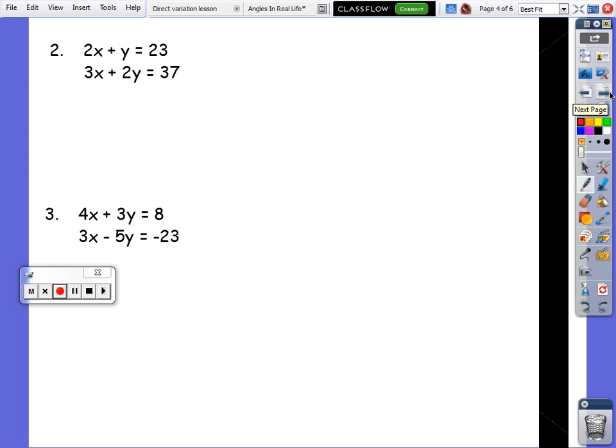So you look at number 2, you're thinking to yourself, okay, none of the coefficients are the same. What's the easiest variable to eliminate? Did you come up with this: if you multiply the top equation by negative 2, you'll end up with a negative 2y, which will cancel the other one. So let's go ahead and do that.